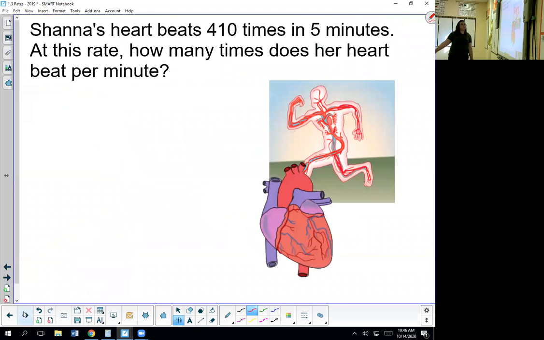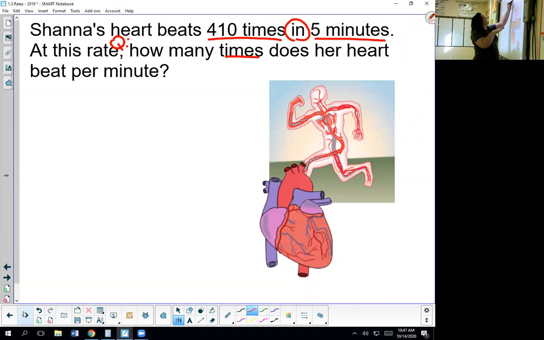Okay, so let's look at the words now in a word problem. We've actually already done these, so it shouldn't be too bad, kind of hinting at it at the beginning. So Shanna's heart beats 410 times in 5 minutes, okay? At this rate, oh, that's a rate. Now look at the question. It literally tells you the order.